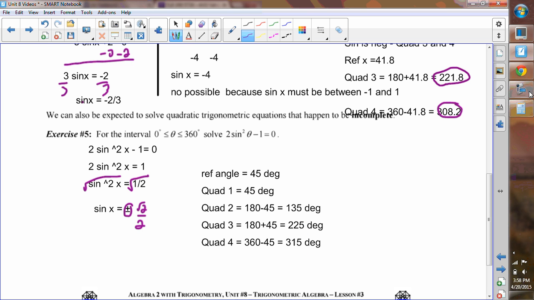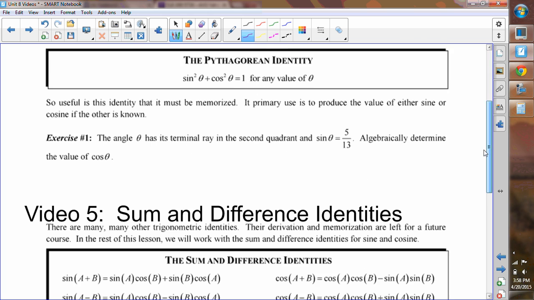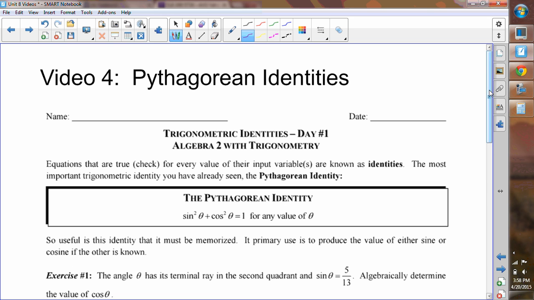This concludes video 3. Tomorrow's topic will be Pythagorean identities, and we'll continue on besides that and do the sum and difference. So tomorrow you will have to watch 2 videos.